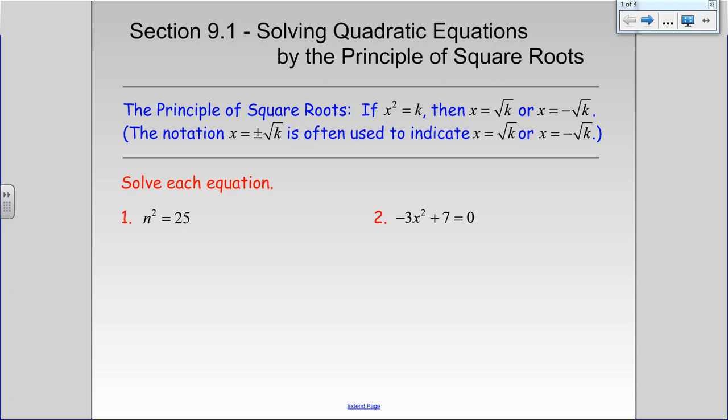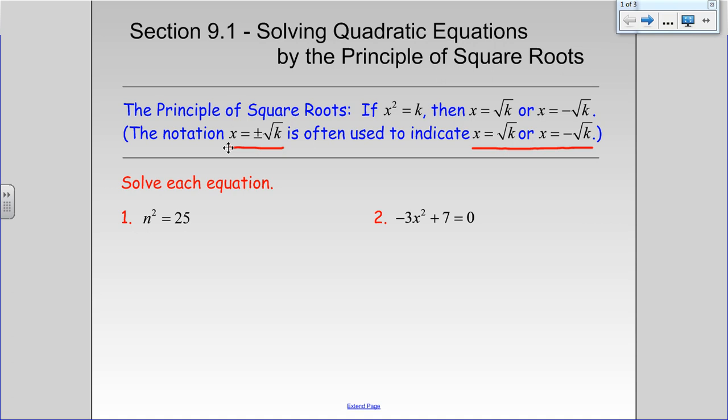Note that the notation x equals plus or minus the square root of k is often used as a shorthand notation indicating that x equals the square root of k or x equals the opposite of the square root of k. Let's look at this principle used in solving quadratic equations.